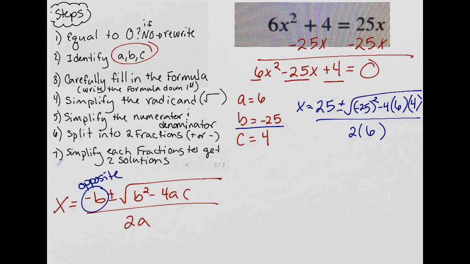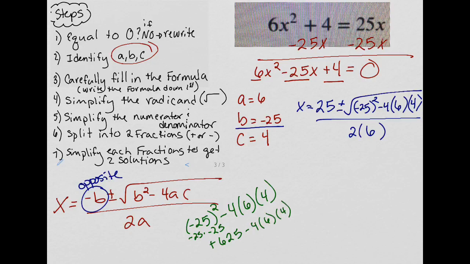So then I'm going to simplify in pieces. So the first thing I'm going to simplify is that radicand, okay? And I can do that kind of off to the side. The radicand is everything underneath the square root. Negative 25 squared is negative 25 times itself, and 2 negatives is a positive. Then 25 times 25 is 625. Minus 4 times 6 times 4.